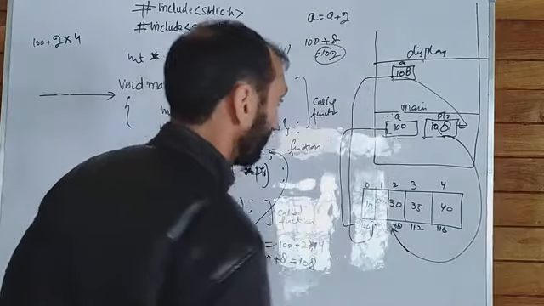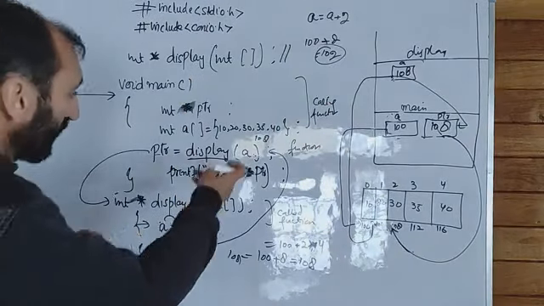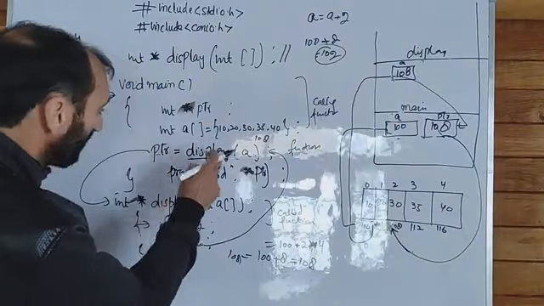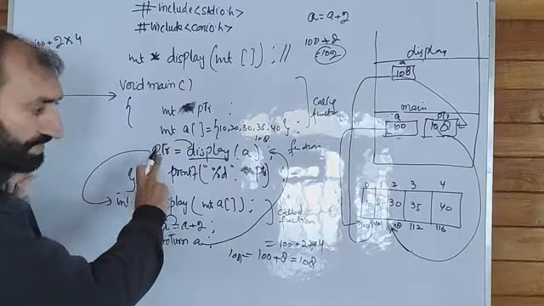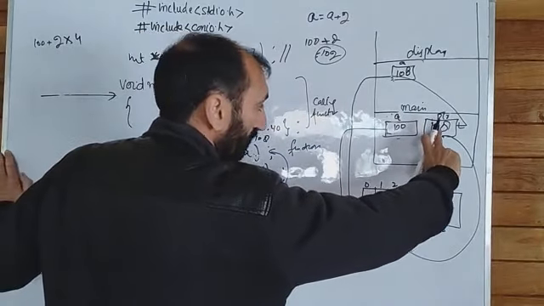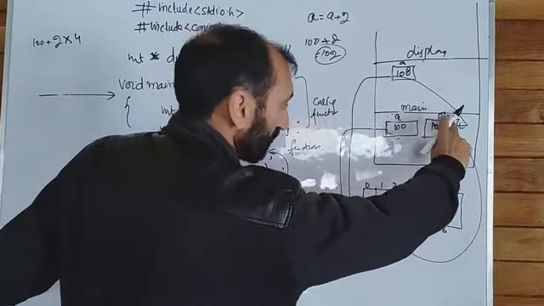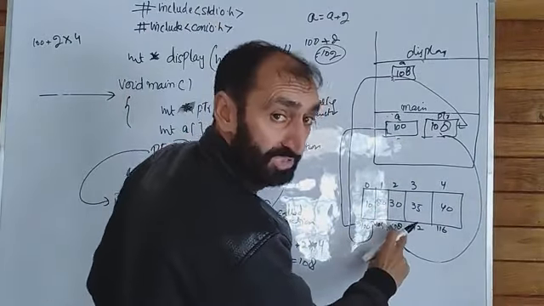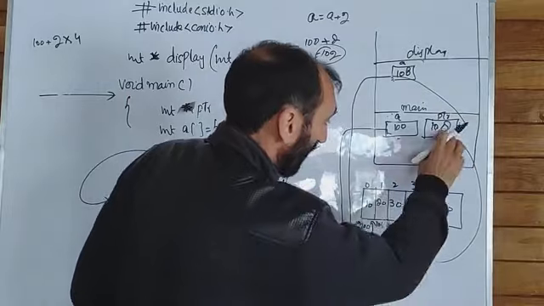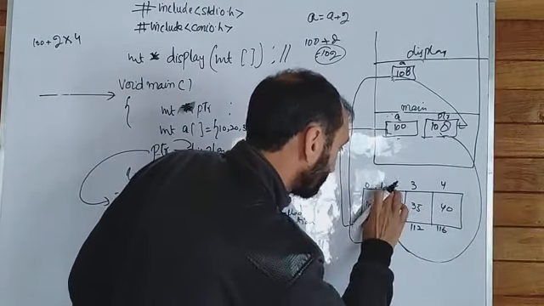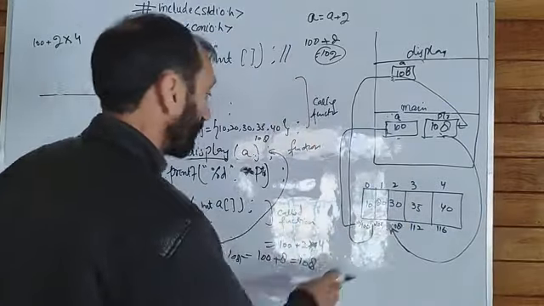This 108, because your A value was 108, is now stored in PTR. PTR is also a pointer, that means 108 is now stored in PTR. Because PTR is a pointer, it contains an address. What is the address? The address is 108. Now this PTR points to the second location of this array.